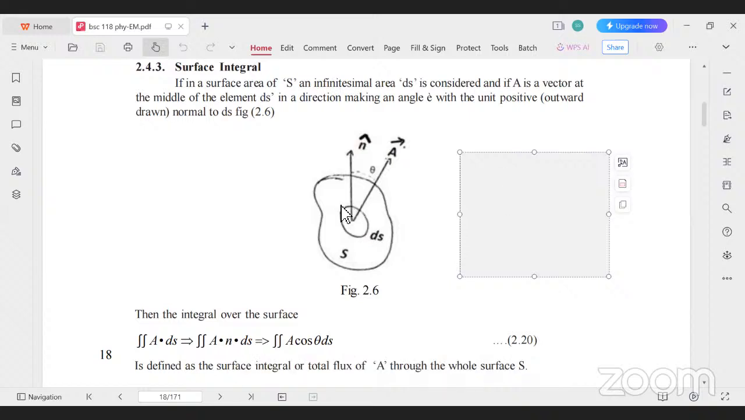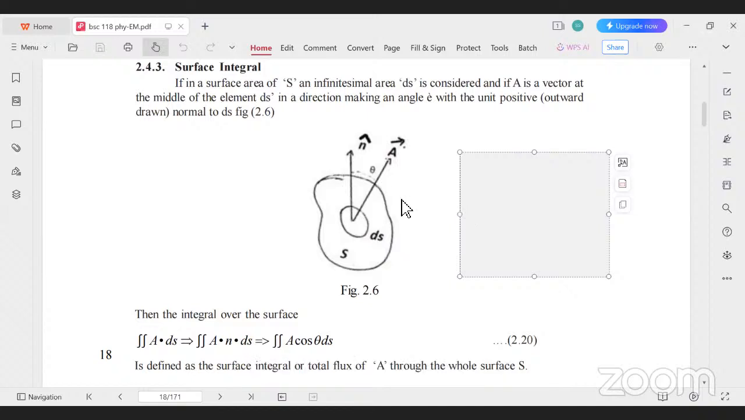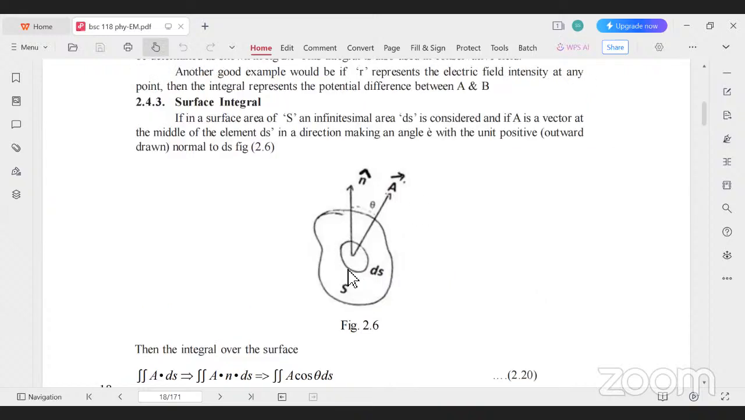So that is the area which I have taken. One single area I have taken. If I'm able to calculate for one single area, I can find for the whole sheet, whole surface, whole volume. Got it? Okay. So here I'm taking a single surface area.